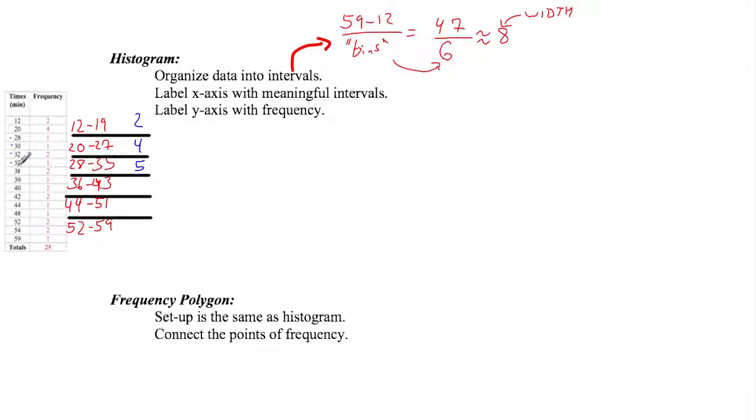36 to 43, that includes 38, 39, 40, and 42. So that's 2, 4, 6, 7. 44 to 51, that includes 44 and 48 to get a frequency of 2. And then 52 to 59 is going to be 2, 4, and 5. So these are my frequencies. So now what I have to do is just make that graph. So I start by making my y-axis and then my x-axis.